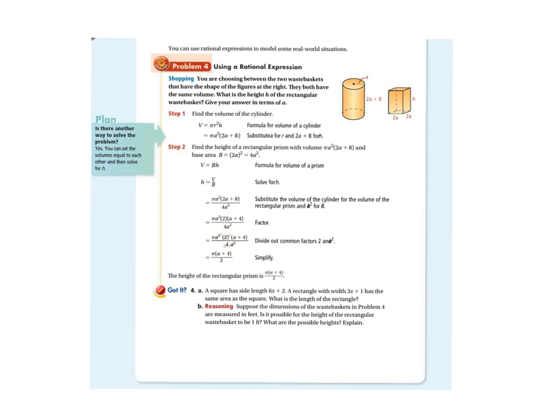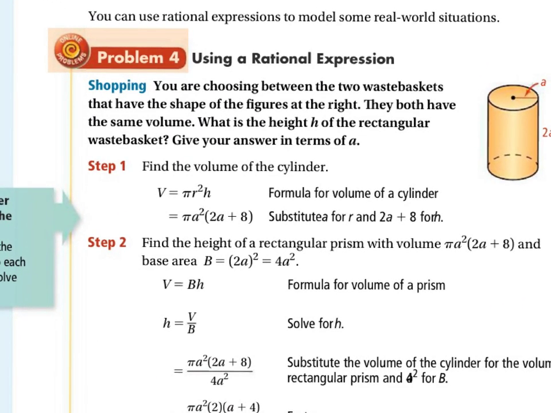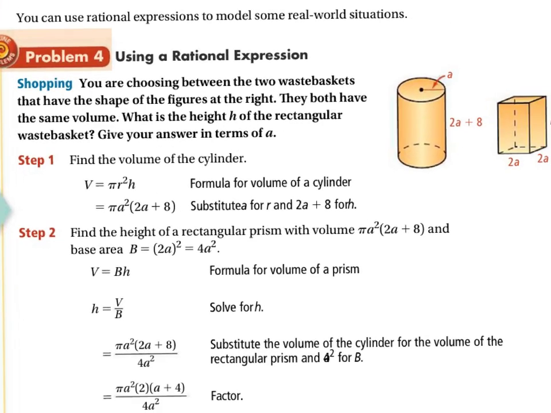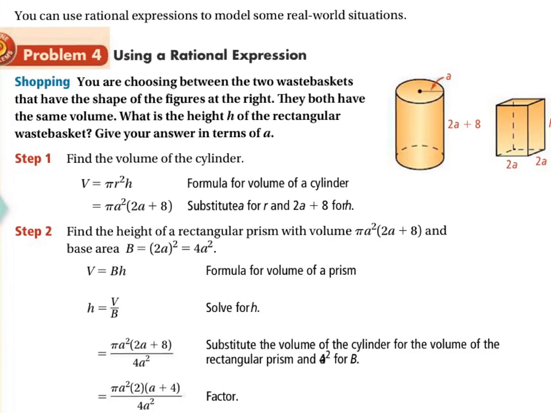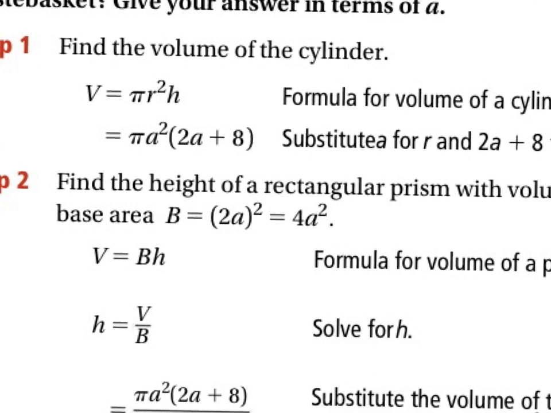Problem 4 talks about using rational expressions for real-world situations. So on problem 4, you're choosing between two wastebaskets that have the shape of the figures at the right. They both have the same volume, and they're asking what is the height of the rectangular wastebasket, and give your answer in terms of A. So we would have to go back to our formulas. Volume of a cylinder is pi r squared h. So the radius is A, so it'd be pi times A squared times the height, which is 2A plus 8.